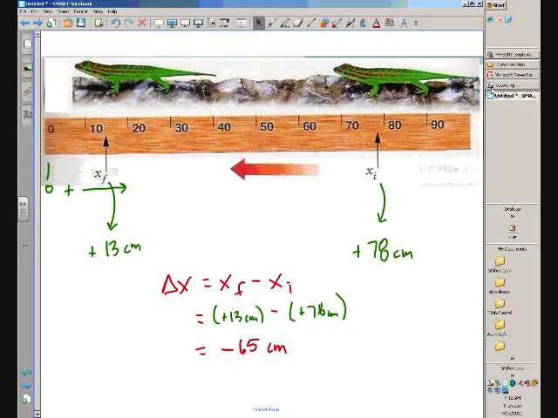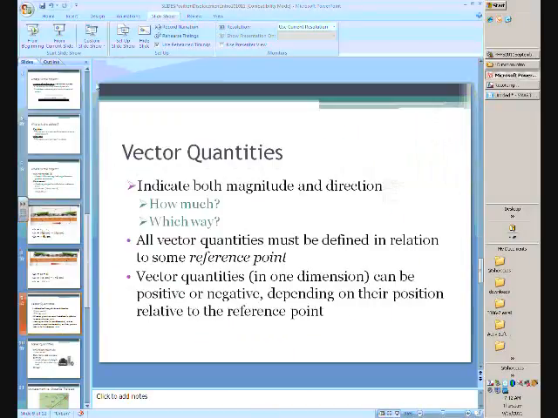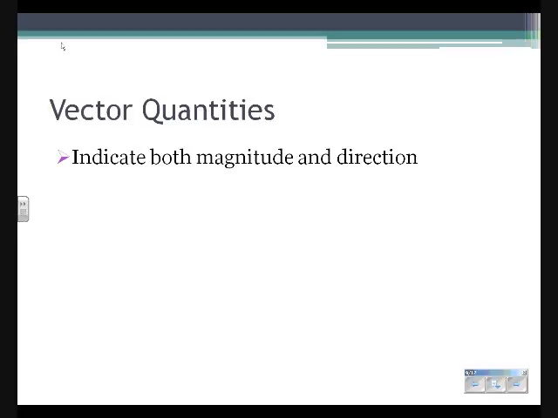That leads us to our discussion of vector quantities. Vector quantities are going to pop up all year long. Vector quantities, like it says on the screen, indicate both magnitude and direction. They answer two questions for us: how much and which way. That's important, especially when describing the motion of an object or various other things we'll come across later in the year. We want to know not only how big they are, but also which way they go.